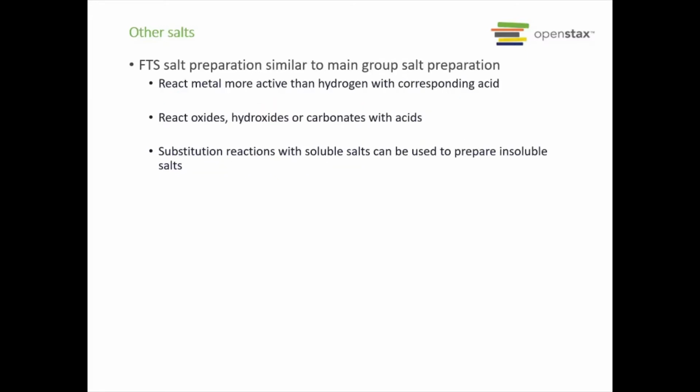There are some other salts. For instance, the first transition series salt preparation in general is similar to main group salt preparation. So you can take your metal that is more active than hydrogen with the corresponding acid. So for instance, scandium, if we take some scandium solid and react it with hydrobromic acid, we can make the scandium 3 bromide salt and hydrogen gas.